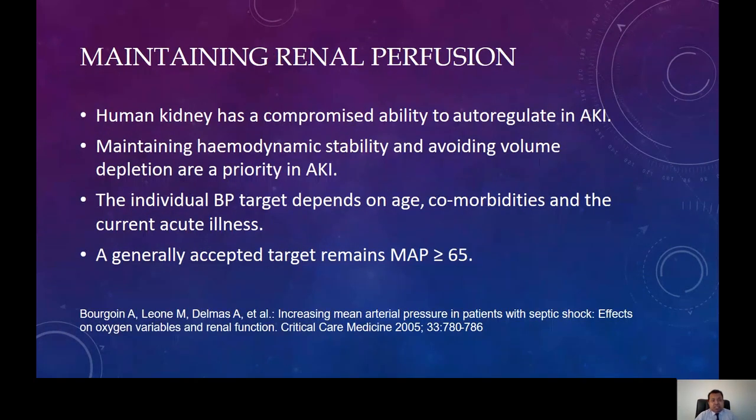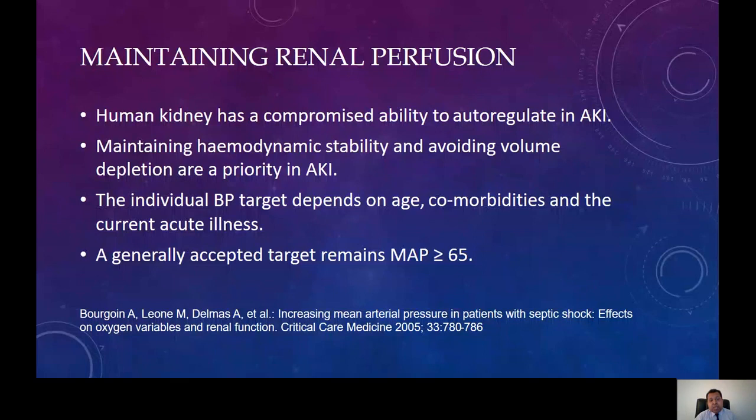Now, as I mentioned, one of the key aspects is maintaining renal perfusion. The human kidney has a compromised ability to auto-regulate in AKI. That's why your support is important. Maintaining hemodynamic stability and avoiding volume depletion are priorities in AKI. Therefore, you need to make sure the child is not volume depleted, and individual BP targets depend on the age, comorbidities, and the current acute illness. Therefore, you need to look into the blood pressure, especially the mean arterial pressure, or MAP.